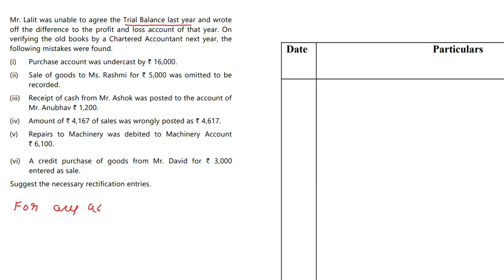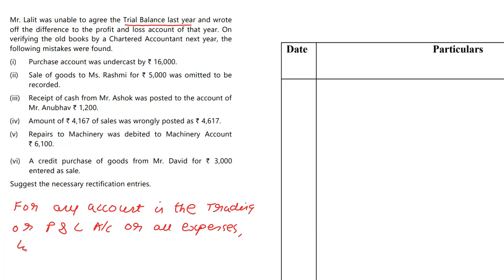any account in the trading or P&L. That is one way to think of it, trading or profit and loss account, or all expenses, losses, incomes, gains will all have to go in what is called the P&L adjustment account.